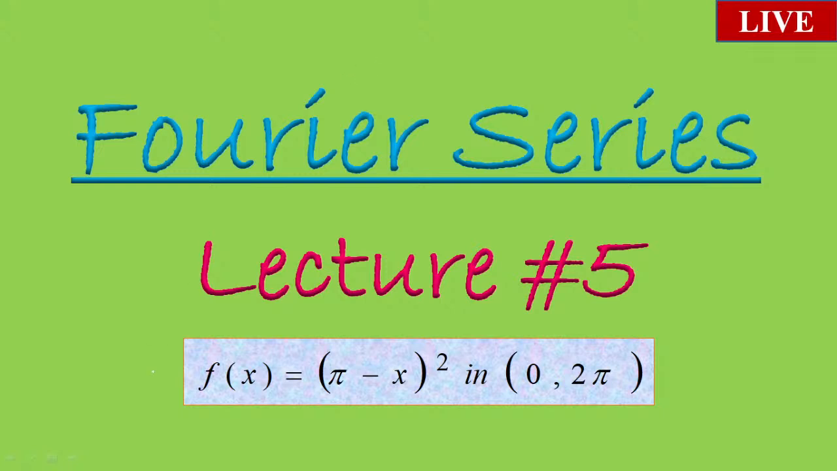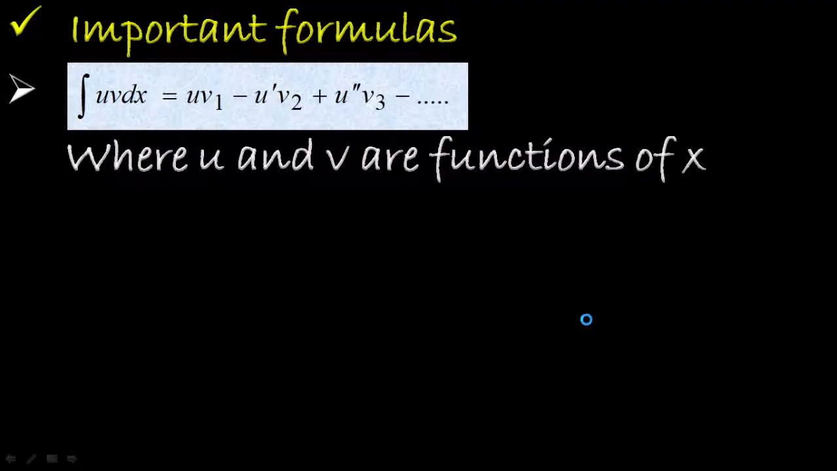If a function f of x is given in an interval 0, 2 pi, then we are going to discuss how we are going to expand that function as a Fourier series in the given interval. So before I enter into the problem, let me have a short look over the formulas that we are going to use in the problem.